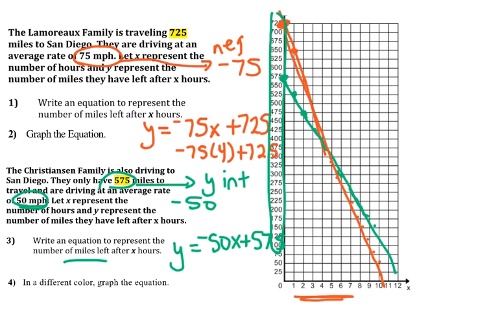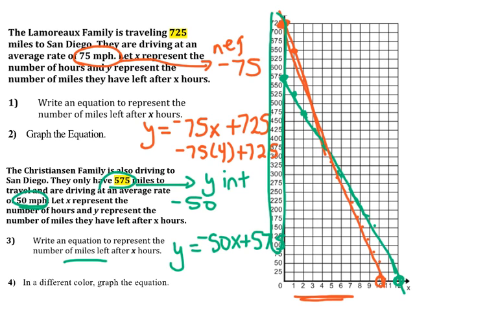So if you look at your graph, and again, mine's not very good, you can kind of see that the Lamoureux family, even though they had further to drive, is going to get there first. So how long will it take them to get there? It's going to take them about 10 hours. And how long does it take the Christensen family? If you look at your graph, it should be about 12 hours. Now that's not exact, okay, but it's pretty close.